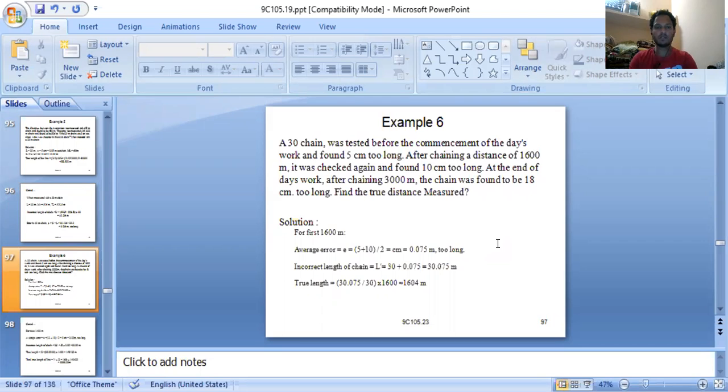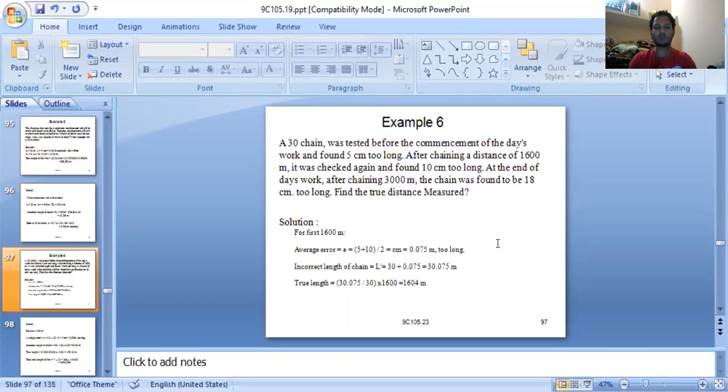A 30-meter chain was tested before the commencement of the day's work and found to be 5 centimeters too long. After chaining a distance of 1600 meters, it was checked again and found to be 10 centimeters too long. At the end of the day's work, after chaining 3000 meters, the chain was found to be 18 centimeters too long. Find the true distance measured.